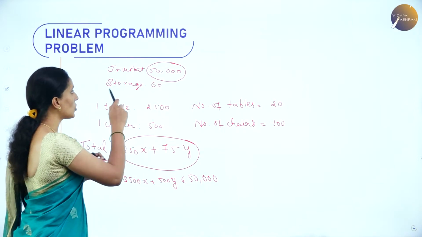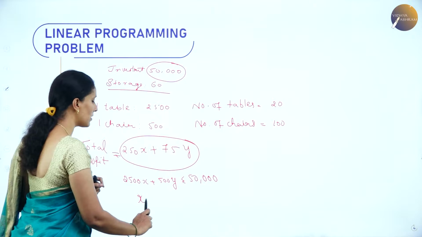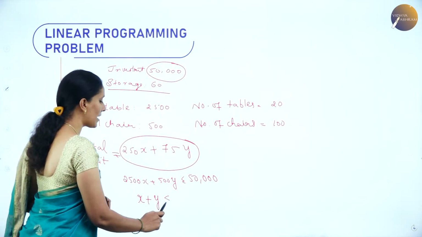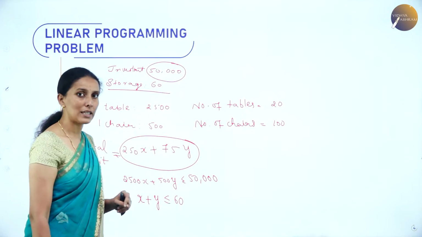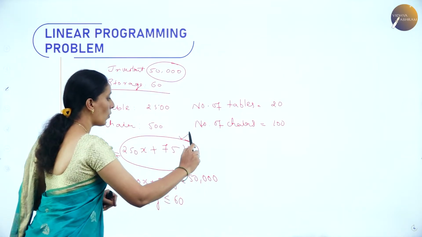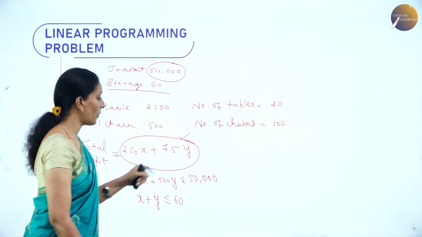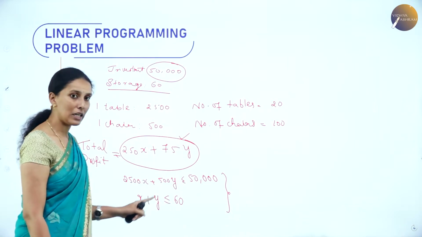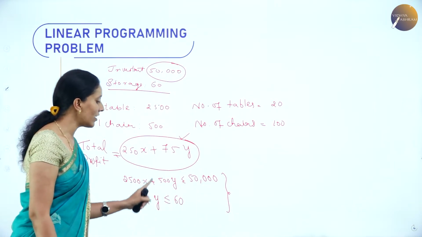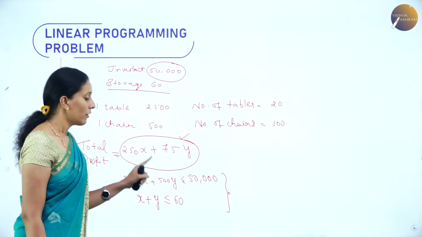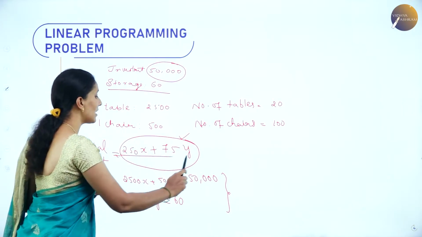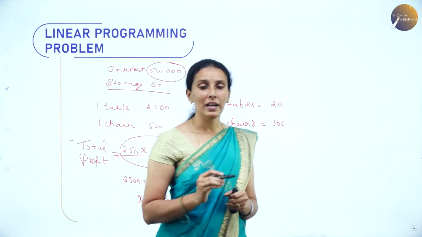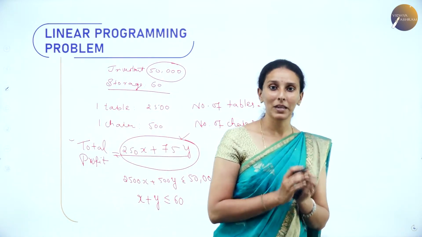And similarly, the storage constraint. How many tables and how many chairs he took, we don't know, but the maximum capacity, or the storage capacity, is only 60. So here we are going to solve this linear equation using these linear constraints. We call them linear inequalities. By solving these linear inequalities graphically, we are finding the solution for this linear equation. What is the solution? The solution is finding the maximum value or minimum value.